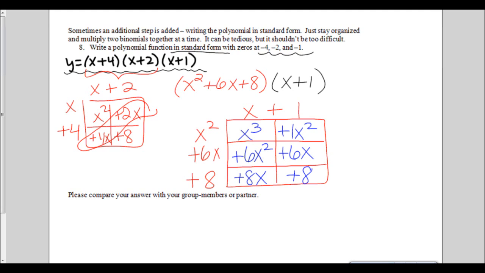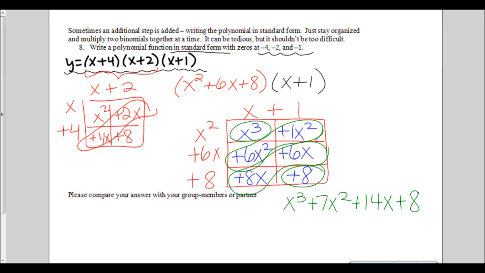Then I just need to group together. I've got an x cubed, so I'm going to write that one down. I have 6x squared and 1x squared makes 7x squared. I have 6x plus 8x makes 14x. And on the end here I have a plus 8. So this is my function. Again, if I want an equation, I need my y equals back. This is my function in standard form with the biggest x first, working our way down.